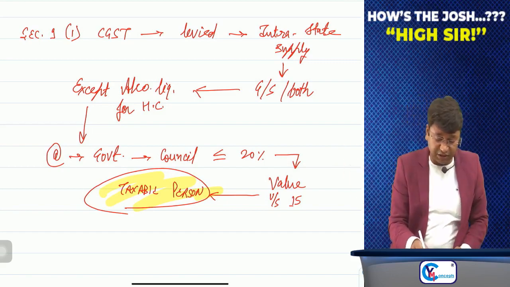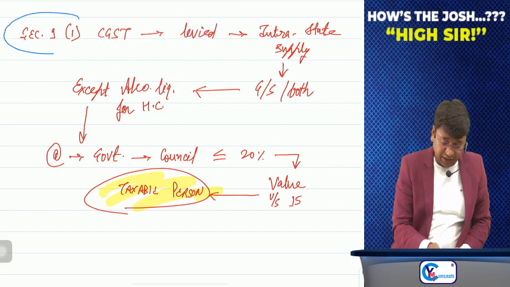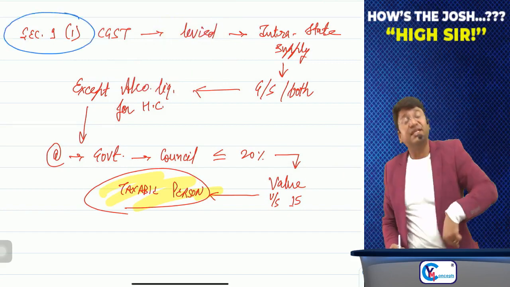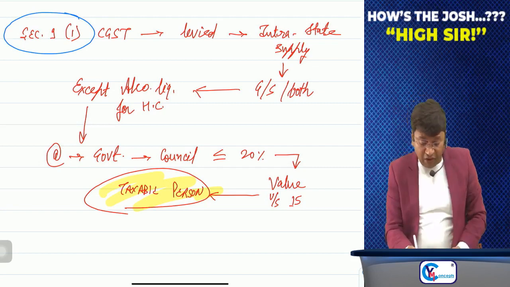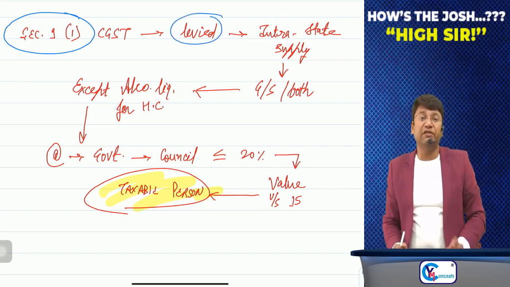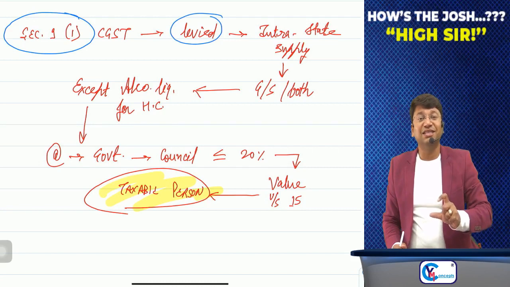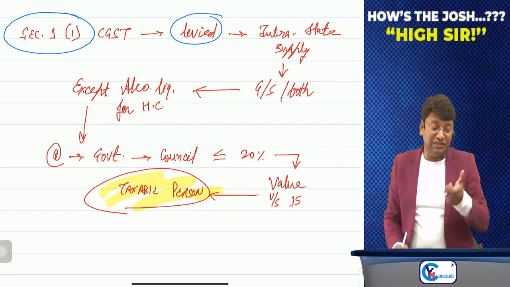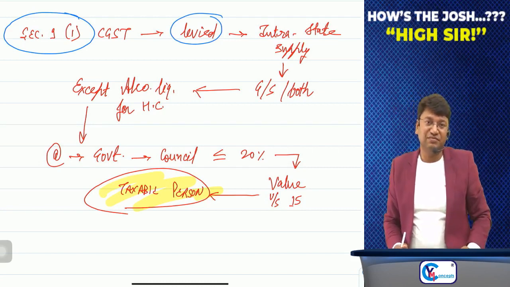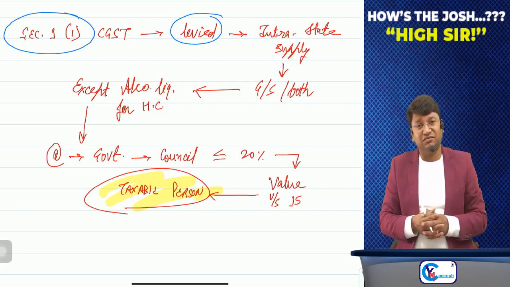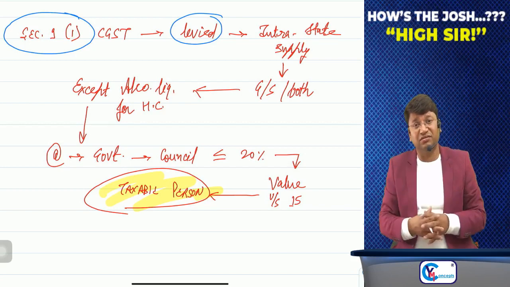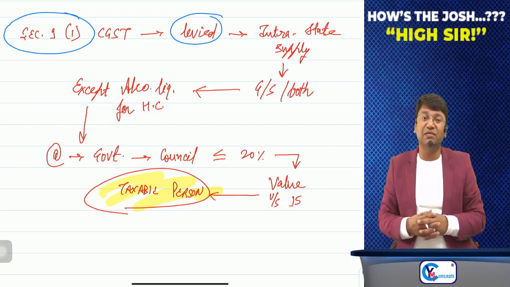This is charging section now. Listen to me again carefully. Sir, in this section, section number 9, subsection 1, it is written that GST will be levied. What do you mean by levy? Levy means, sir, GST will be charged. GST will be imposed. Sir, on which act? On which activity GST will be charged?